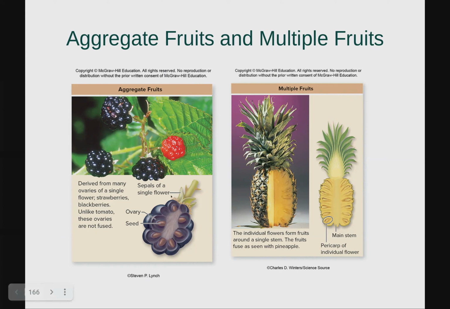I hope that didn't make you sad that your blackberries are not actually berries, but tomatoes are berries. I know it's kind of a weird thing, but that's just the way they are. And then we have our final one, which is our multiple fruits. And the best case for this is pineapples. They have individual flowers that form around a single stem. So we have the main stem here, and we have our individual flowers here.